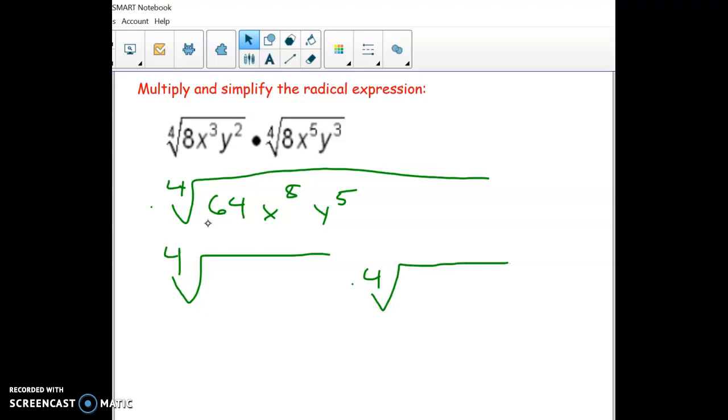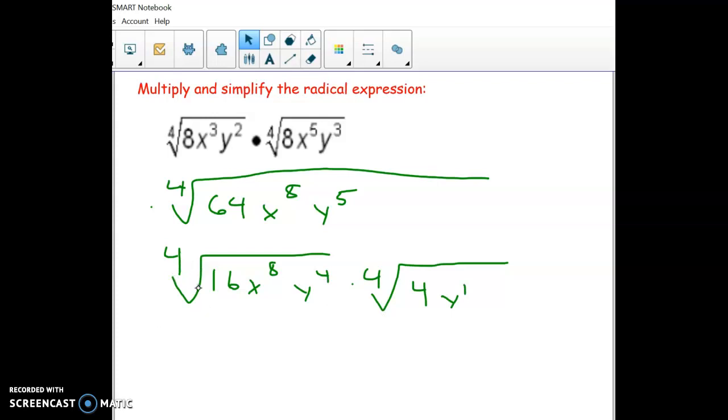So 64 is actually not a perfect 4th power, right? It's a perfect cube and a perfect square, but not a 4th power. So I think what we want to split here is 16 and 4, because 16 is a perfect 4th power. Okay, x to the 8th, I don't need to split because 8 is already divisible by my index 4. And then for the 5 y's, again, it doesn't divide evenly, but I can put 4 of them here and 1 of them here. That's the highest number of y's that is divisible by that index.